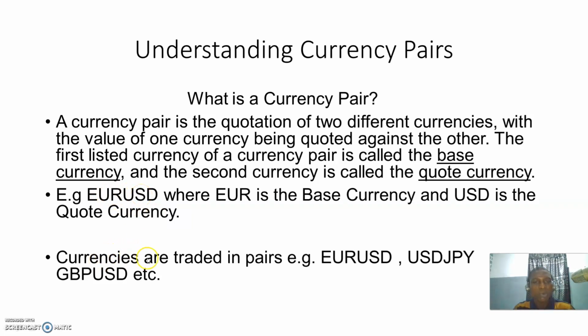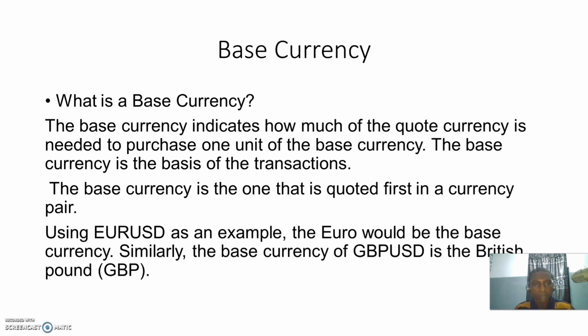Let's not forget, currencies are traded in pairs. What does that mean? Euro USD: Euro on one hand, USD on the other hand, brought together to form a pair, which is Euro USD. Another one is USD JPY. We have GBP USD, and many other pairs we'll be looking at subsequently.